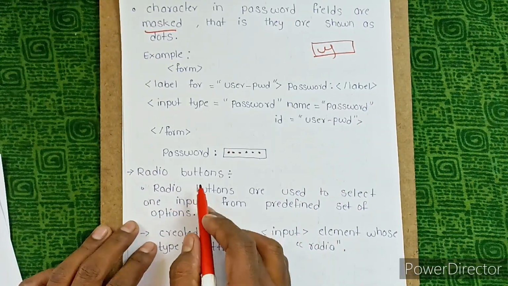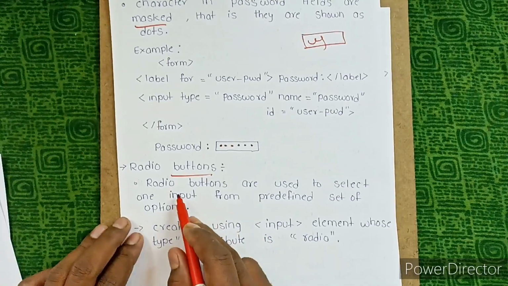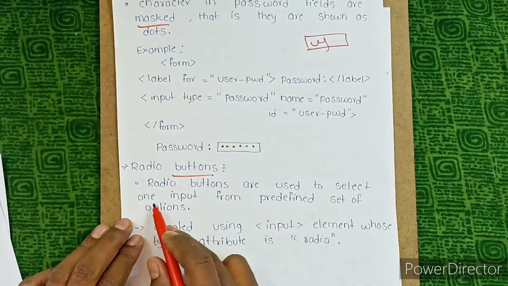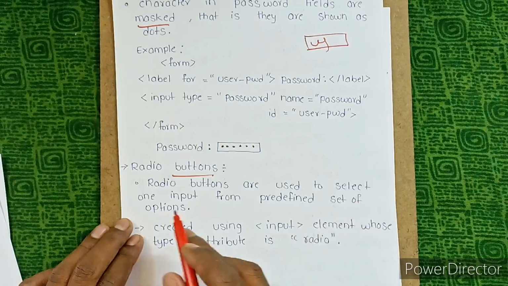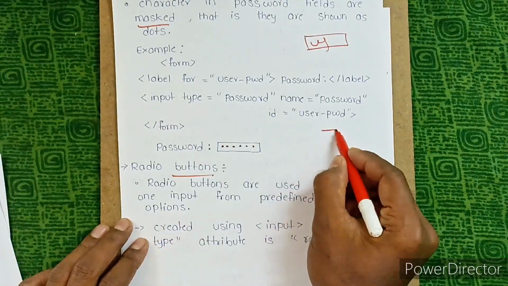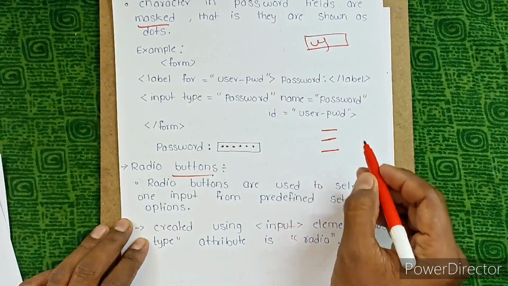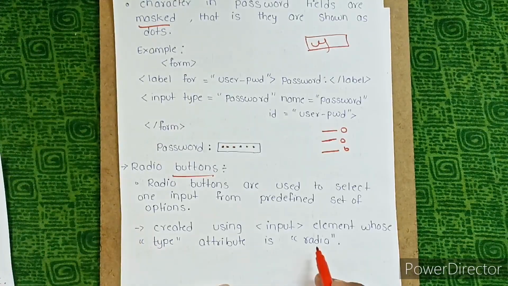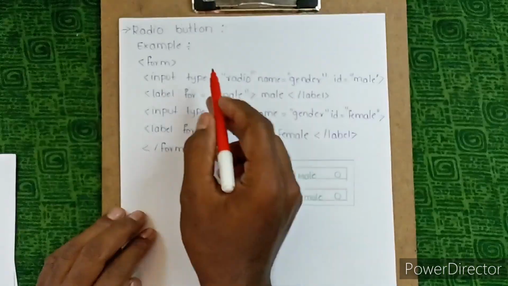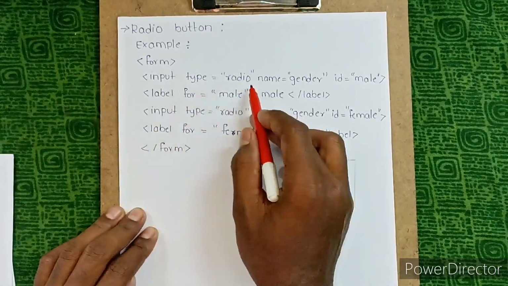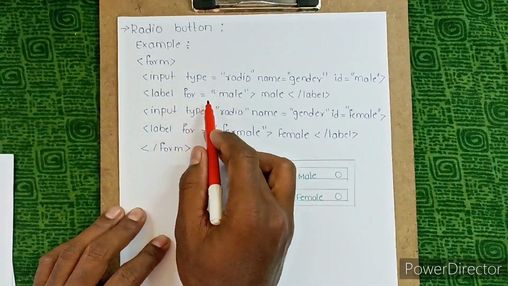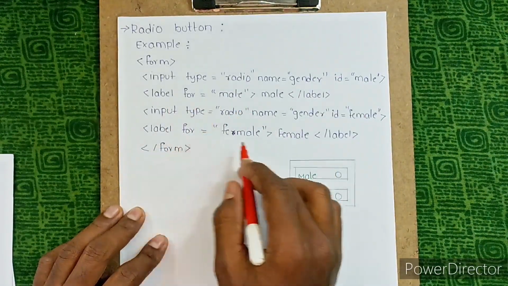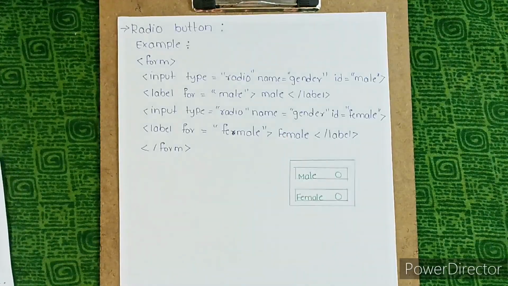Radio buttons are also known as option buttons. Radio buttons are used to select one input from a predefined set of options. Means the options will be given like 1, 2, 3, and we just need to select any one. They are created using the input element whose type attribute is radio. For example: input type radio, name gender, label name male, and the second one is female. So it has been given in the radio option.